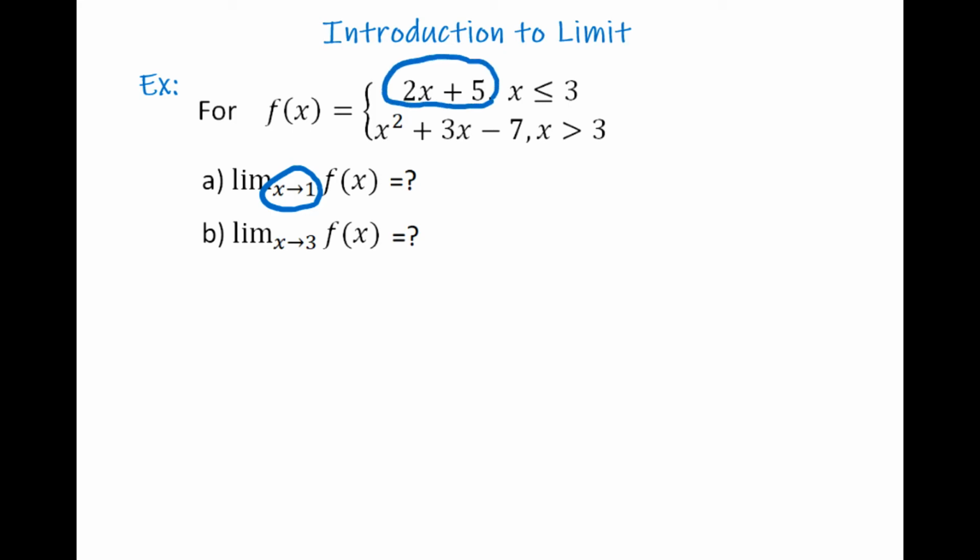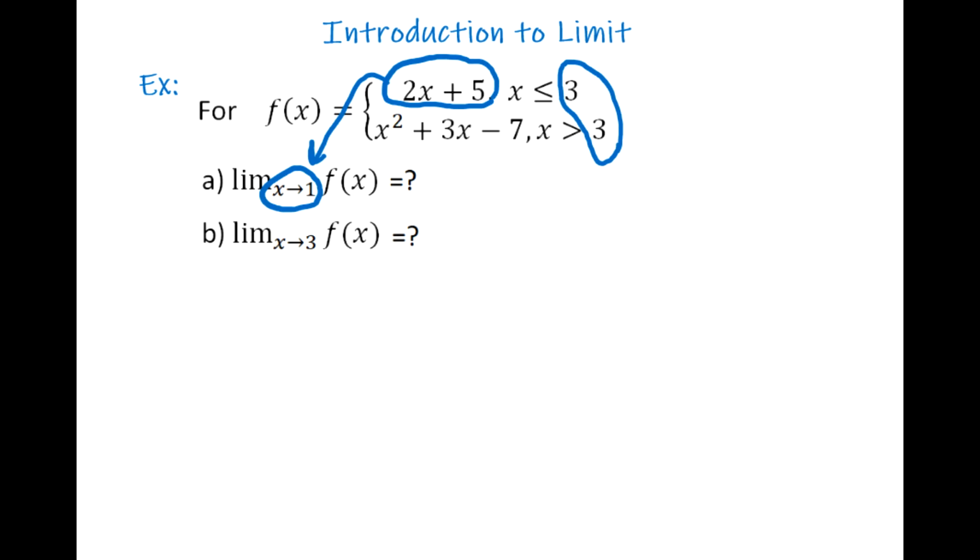Because that 1 is not at the boundary here, the boundary here is 3, the critical value, this is called the critical value, by the way, the critical value is 3 and it's not 1, so we don't have to look at the left limit and the right limit. We just put x equal to 1, whichever function is defined for that interval. For example, here our function is 2x plus 5, so we will just put 1 instead of x and evaluate it. That's it.